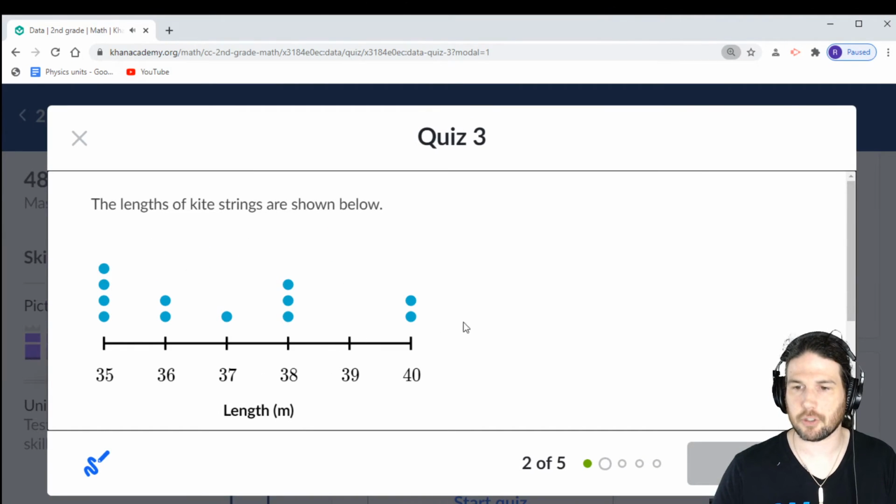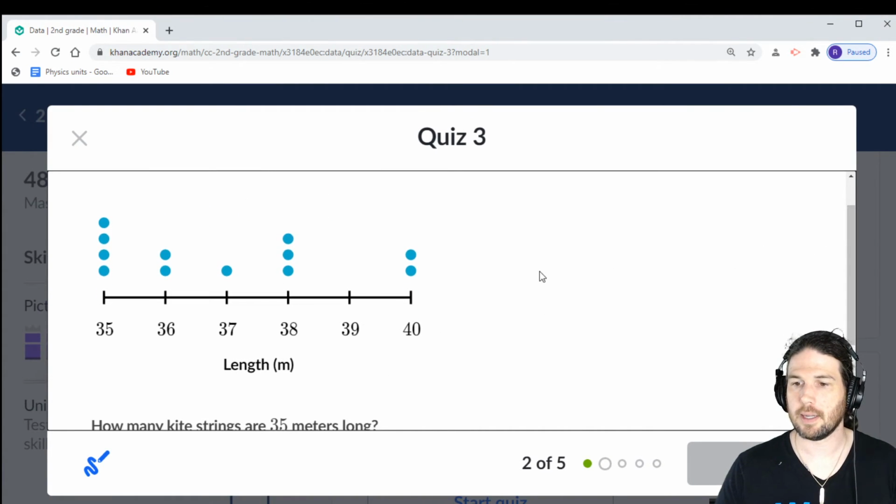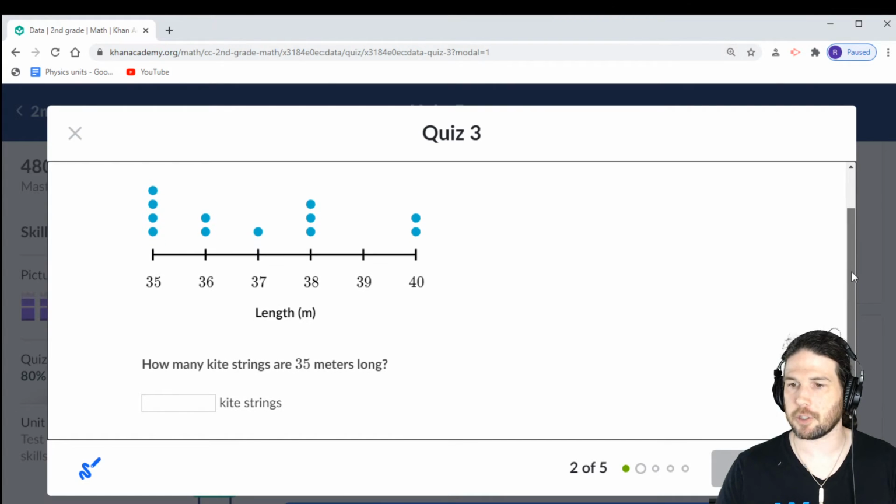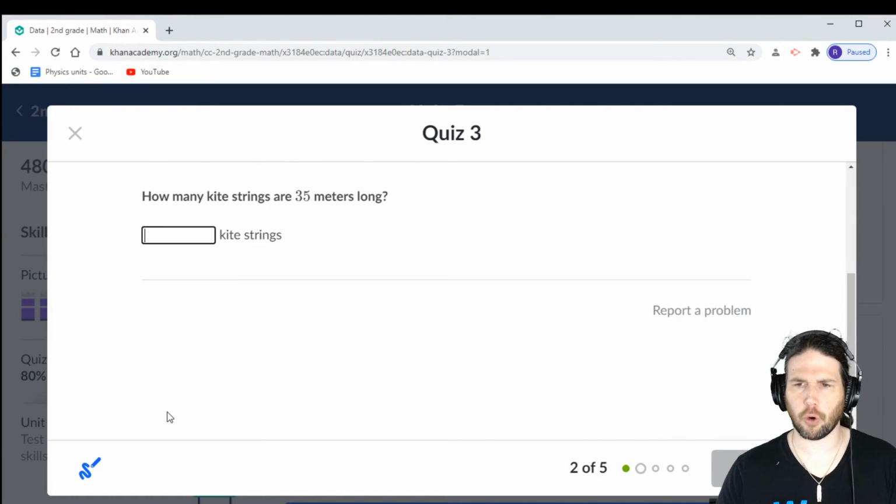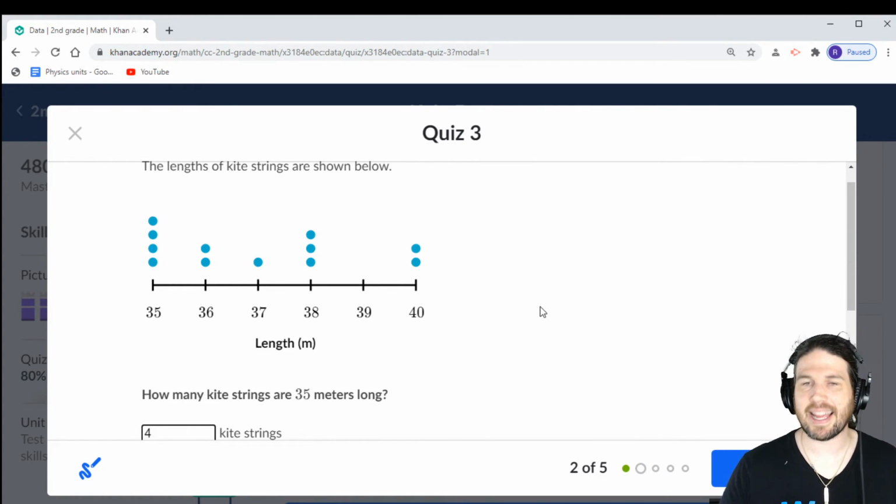The lengths of kite strings are shown below. How many are 35 meters long? Well, I see 4 that are 35 meters long. And again, we can just count them up, right? 1, 2, 3, 4. Boom.